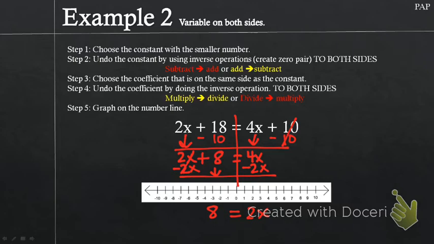We're going to undo it by doing the opposite operation, so we're going to divide 2 to both sides. So we get x is equal to 4. Whenever you graph it with equations, all you do is put a dot on 4.